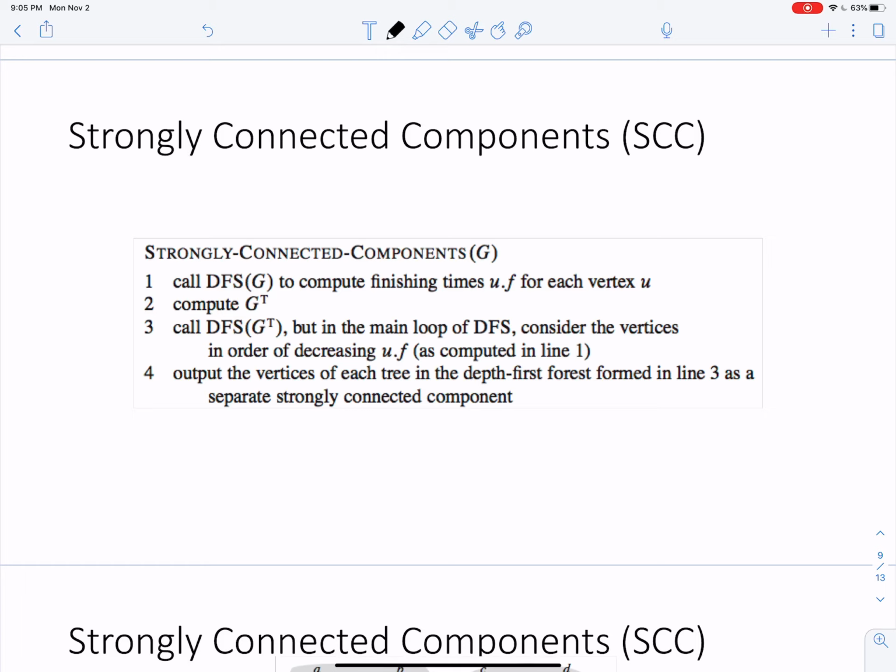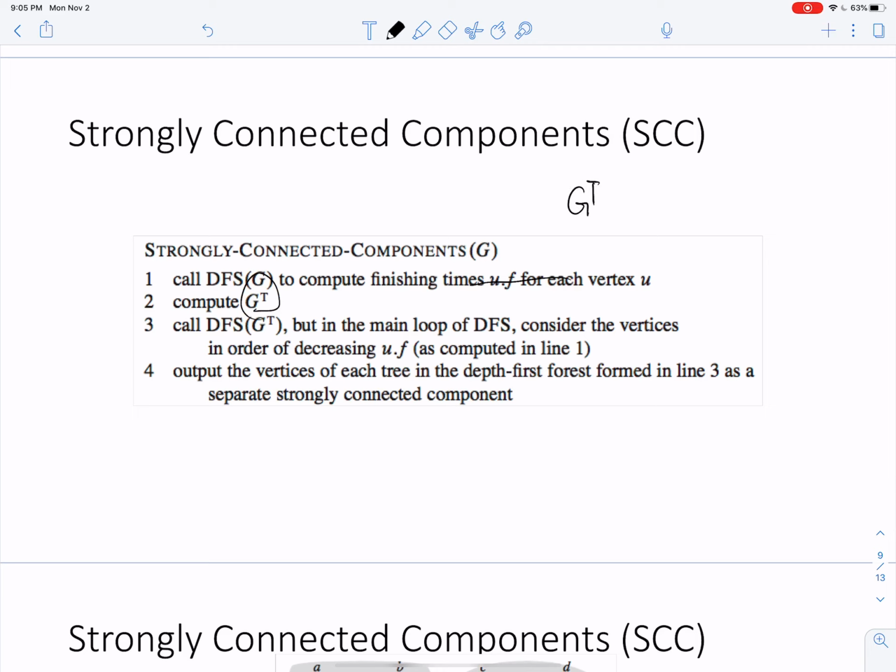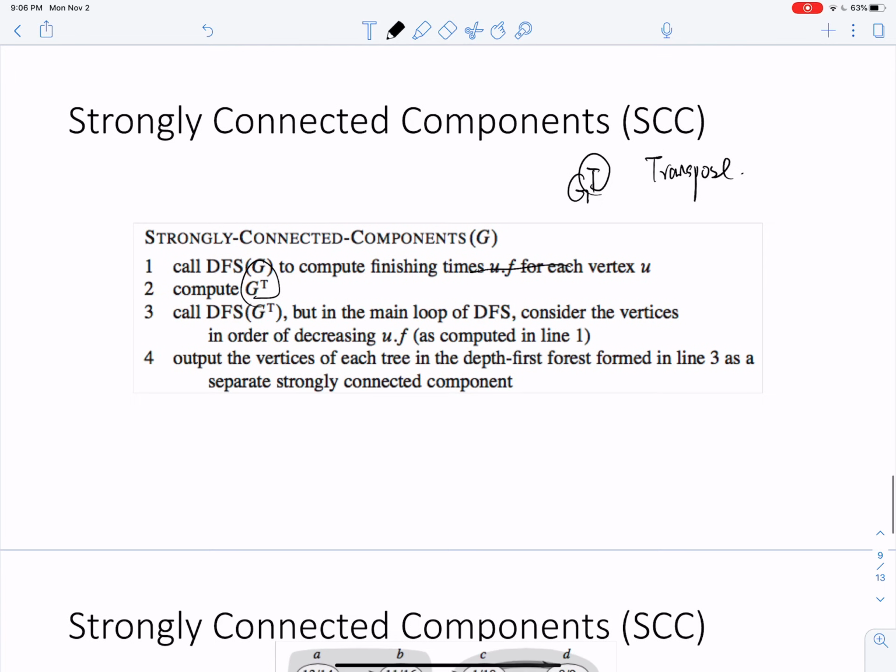The code to discover strongly connected components strongly relies on the depth first search algorithm. The algorithm goes in this way. In the first step, we call the DFS algorithm on the graph, so that we can get the finishing time of every node inside the graph, and then we compute GT. What does T mean? T means transpose. The transpose of a graph means this: this is G and this is GT. First, GT and G share the same set of nodes, but the edges are going to be different.